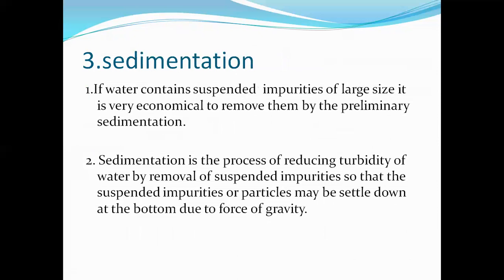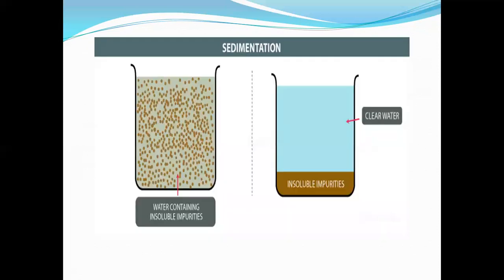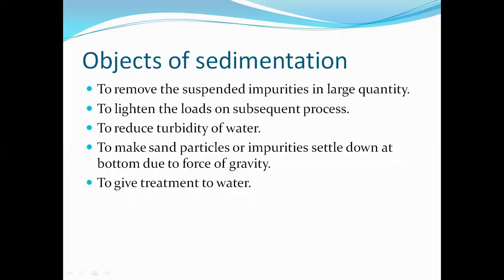After aeration, the third water treatment process is sedimentation. What is sedimentation? Sedimentation is the process of reducing turbidity of water by removal of suspended impurities, so that the suspended impurities or particles may settle down at the bottom due to the force of gravity. This picture shows the process of sedimentation. Then next point is objects of sedimentation. There are five objects of sedimentation.